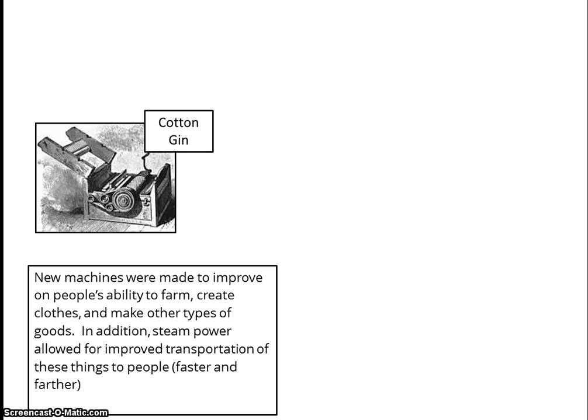So, a couple of examples of some machines: the cotton gin, which was used to get the seeds out of cotton. I don't know if you've ever seen raw cotton before, but it's got seeds in it, and you have to take them out before you can make stuff out of the cotton.